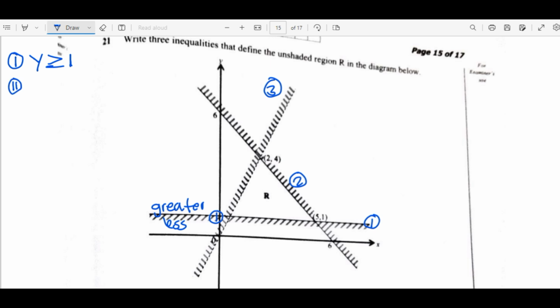Now for inequality number 2, it is cutting at 2 axes. The first one at y is equal to 6. Then the second one, x is equal to 6. So here we need to find the pair of coordinates. So we'll begin with this one. So this is (0, 6). Then the other one is (6, 0). So what are we supposed to do after finding the coordinates?